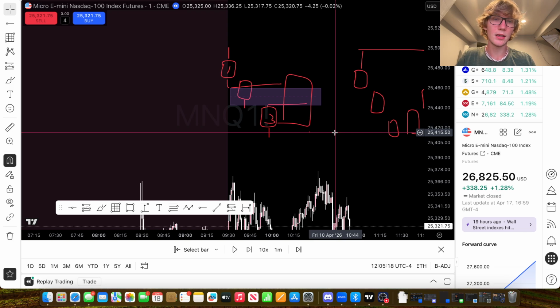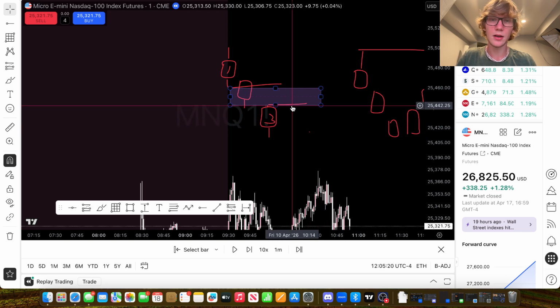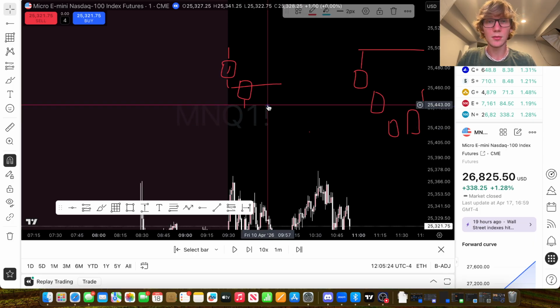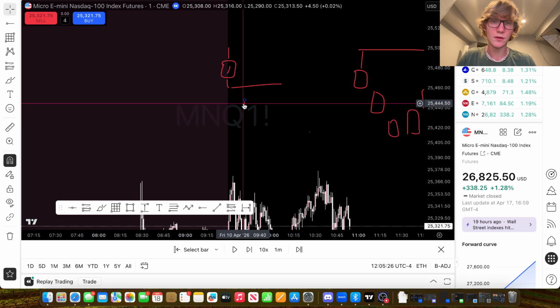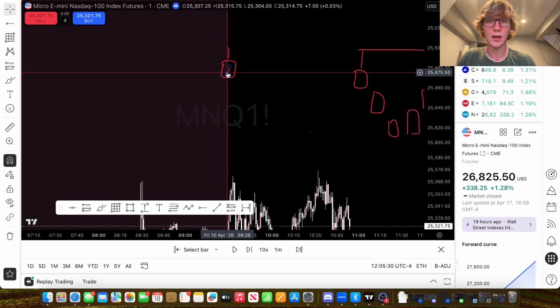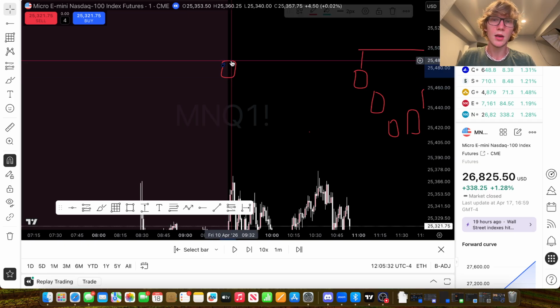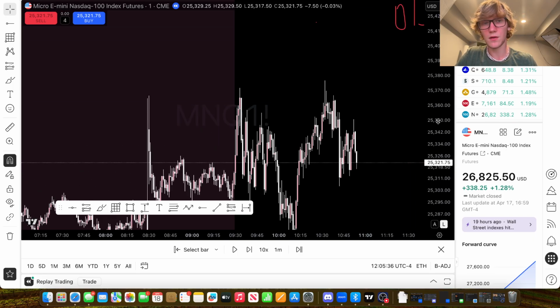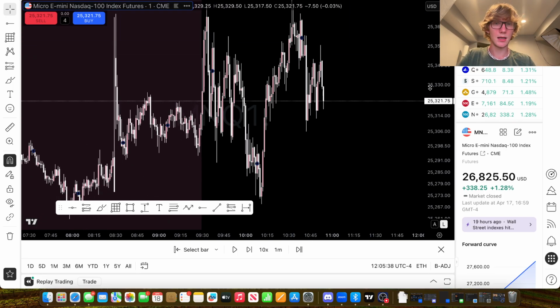So let me give you guys a couple of examples of fair value gaps, okay? And don't get too confused on this one, because there's something called bearish fair value gaps and bullish fair value gaps. And it's pretty simple. If there's a fair value gap on a green candle, that's going to be a bullish fair value gap. If a fair value gap is on a red candle, that's going to be called a bearish fair value gap. And it's exactly what it sounds like, right?